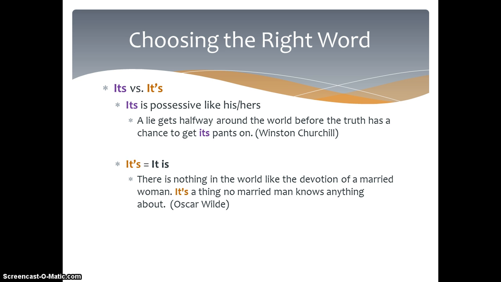Let's go back to that Churchill quote real quick. "A lie gets halfway around the world before the truth has a chance to get it is pants on." Well, that doesn't make any sense, not at all. So clearly you need to use the other one, and that's the trick: substitute it is. A little practice sentence here for you: "Its is one of the hardest courses in its history." Which its is wrong?